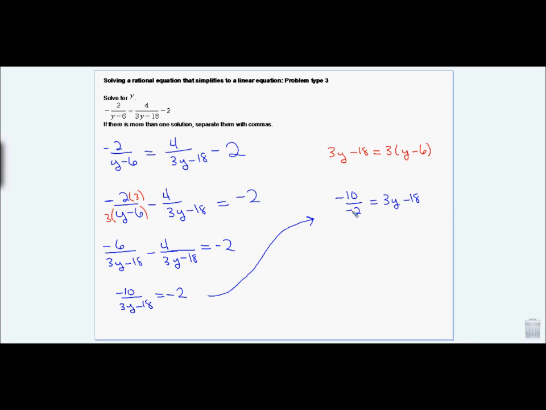We switch those. Negative 10 divided by negative 2 is 5. I'm going to add 18 to both sides, and I'm going to get 23 is equal to 3y. Dividing both sides by 3, y is equal to 23 thirds, which does not reduce, so that is my final answer.